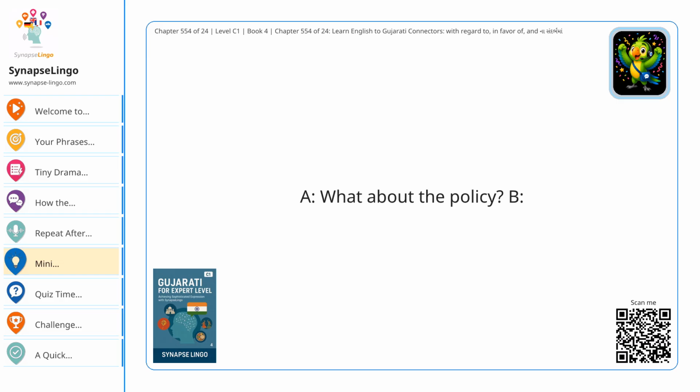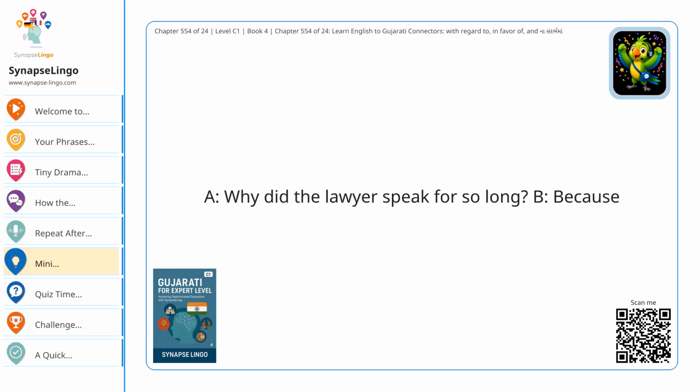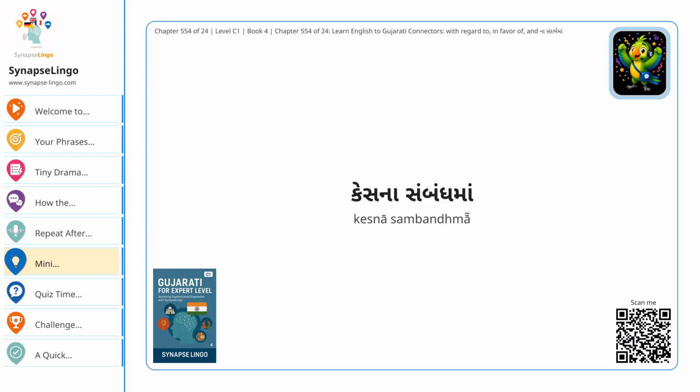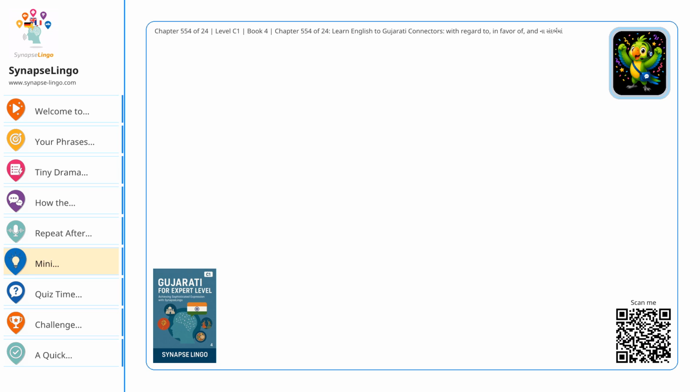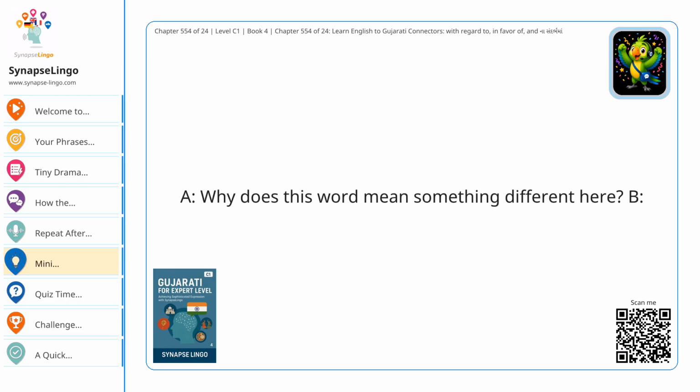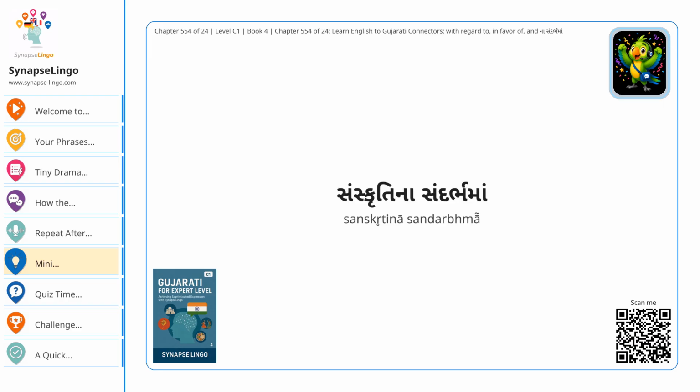A. What about the policy? B. નીતિના સંદર્ભમાં. We will review it tomorrow. A. Why did the lawyer speak for so long? B. Because. કેસના સંબંધમાં. He had a lot to say. Lawyers do enjoy a dramatic sentence. A. Why does this word mean something different here? B. સંસ્કૃતિના સંદર્ભમાં. The meaning changes.